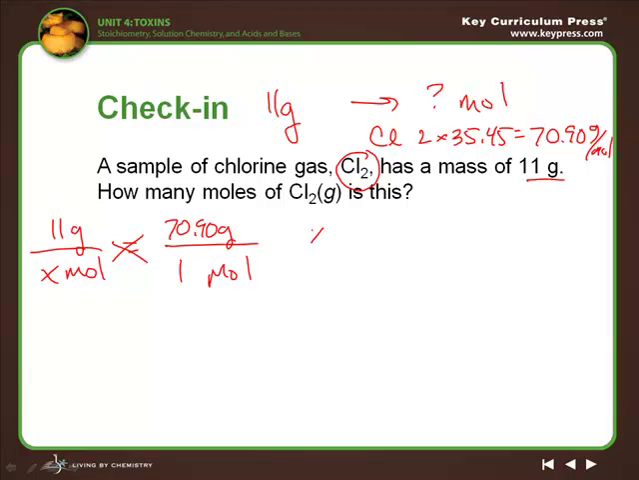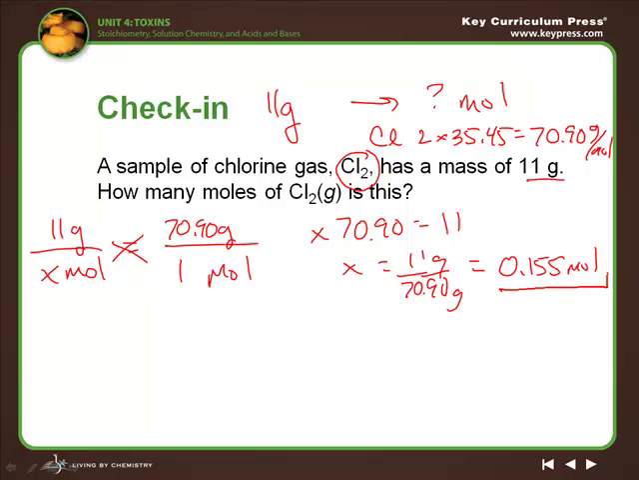So 70.90 is our grams per 1 mole. We cross multiply. X times 70.90 equals 11. X equals 11 over 70.90, again, grams. So 11 divided by 70.90 is equal to 0.155 moles. And that is our answer to check-in number 1.